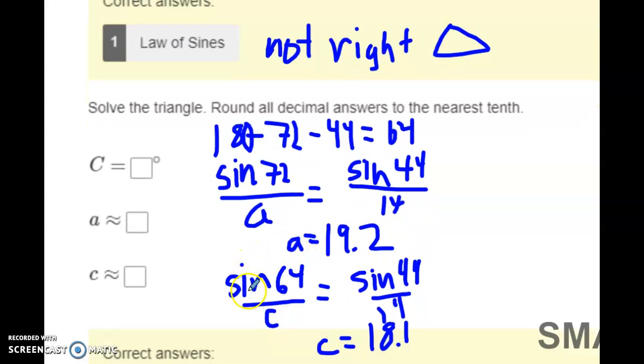And part C, or to find side C, sine of 64, because that's the sine of C over C, is equal to the sine of 44 over 14. 14 times the sine of 64, find an answer, divide it by sine of 44, you get 18.1.